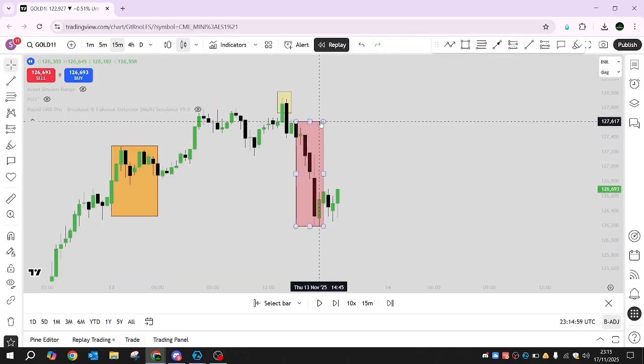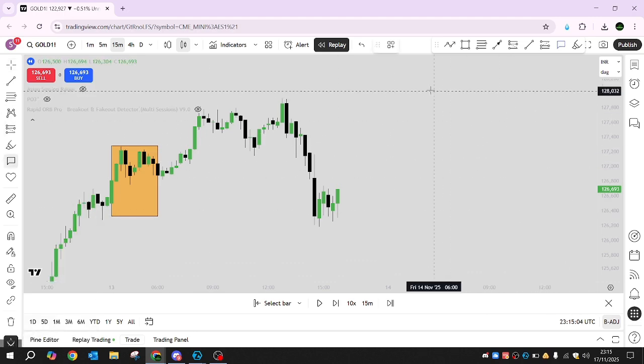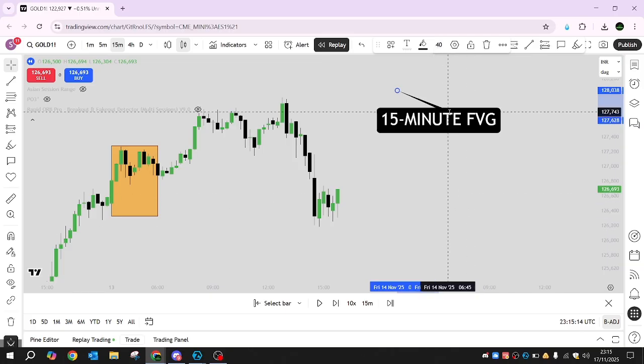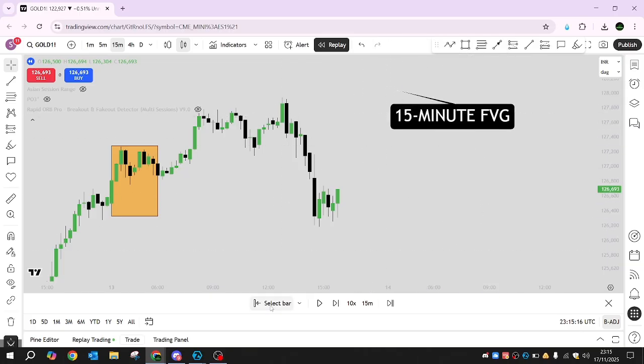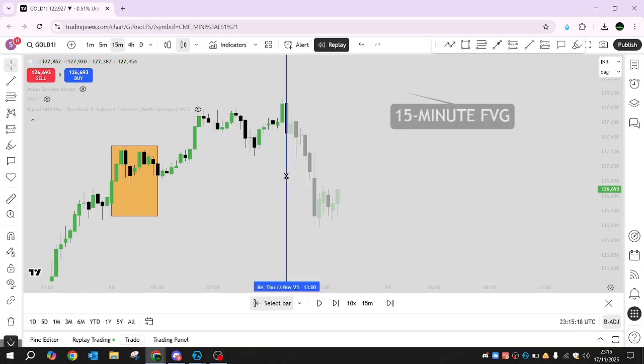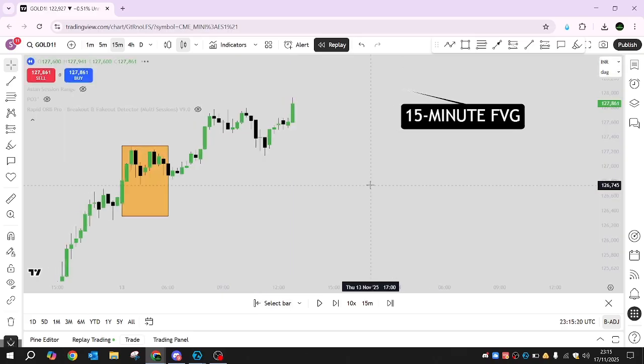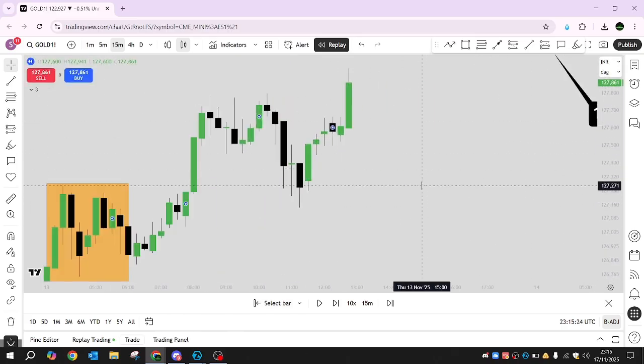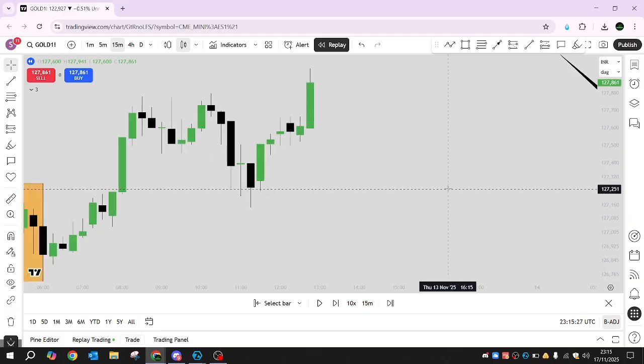So the first thing to understand, and this is how I approach my charts every day, is you're first looking for a 15-minute FVG or a 15-minute imbalance, right? So a 15-minute FVG like this. When you have the 15-minute FVG, this is how I do it. I would go to the New York session, which would be 8 a.m. Eastern or 1 p.m. in the UK. And what I'm looking for is a 15-minute fair value gap.